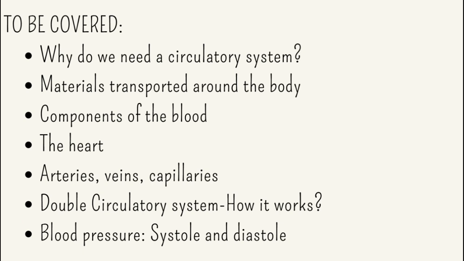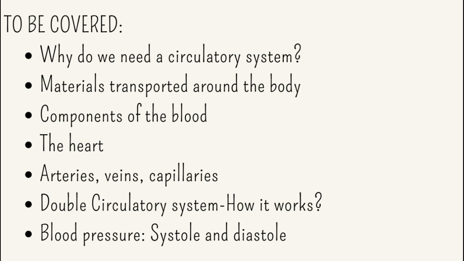So the topics we're going to go into are, first, why do we need a circulatory system. The materials that are transported around the body. Then the components of the blood. Then the structure of the heart, the design or outline of it. Then blood vessels such as arteries, veins, and capillaries, and the role that they play in all of this.